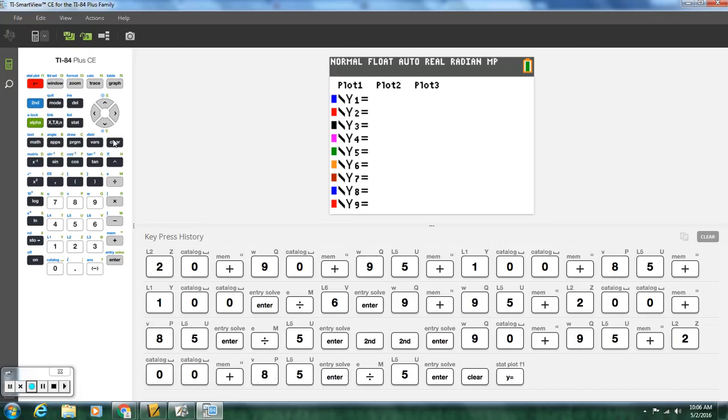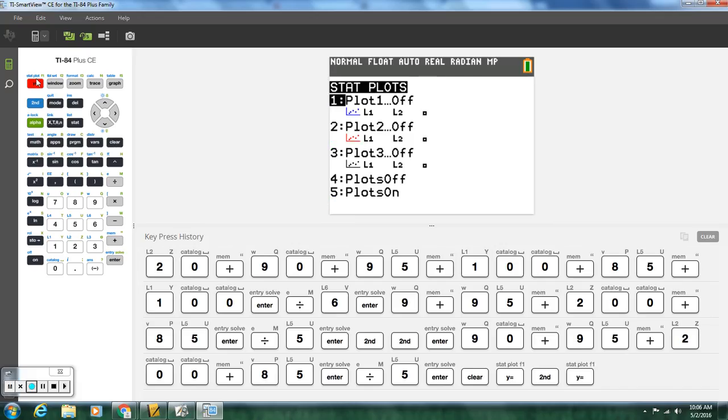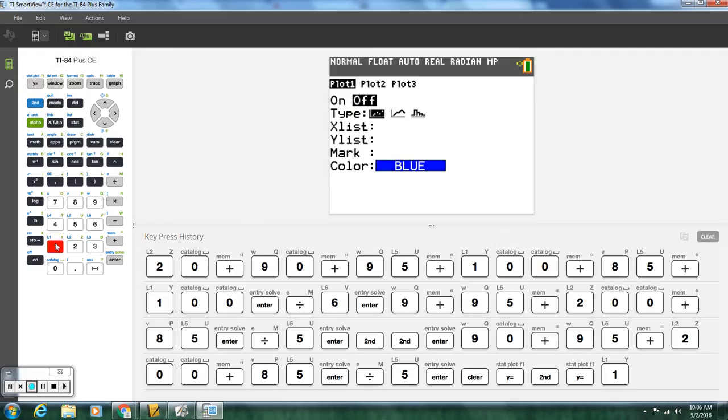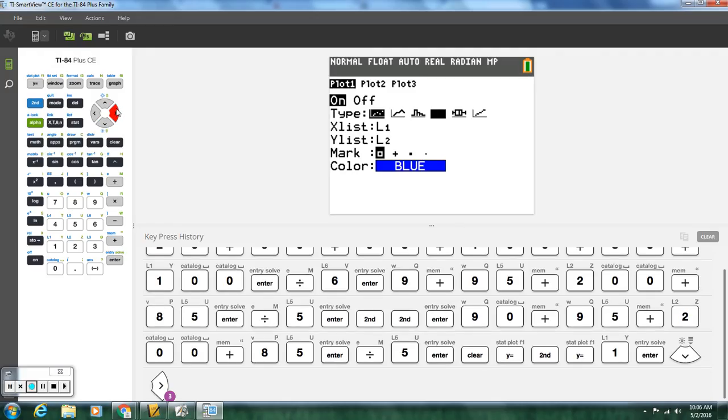Okay, we're going to go to second stat plot, plot 1. And notice right here, see the box and whisker plot? We're going to do the box and whisker plot. You're going to first turn it on: go to on and hit enter. Then go down, arrow over to the box and whisker plot and hit enter. Everybody got it?